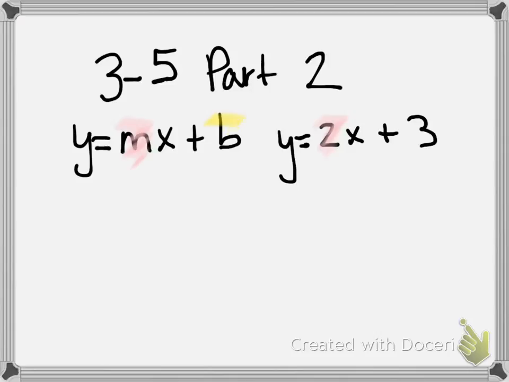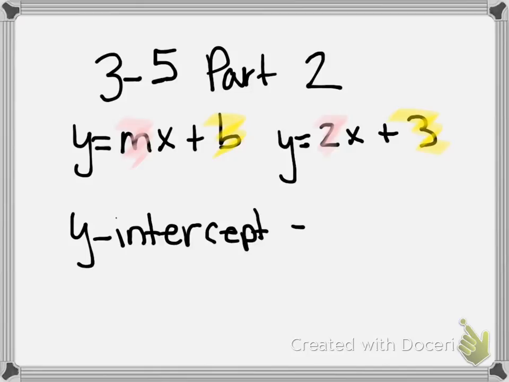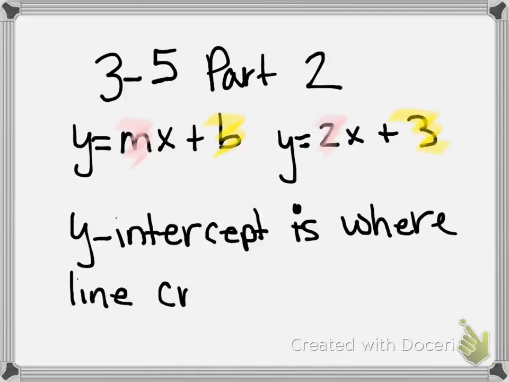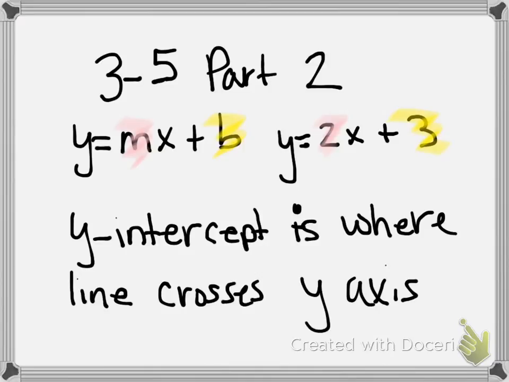We identified the b as the y-intercept, but we never really covered exactly what it meant. The y-intercept, or b, in your slope-intercept equation is the point where the line crosses the y-axis. So let's look at that on a graph. Let's look at y equals 2x plus 3 on a graph.